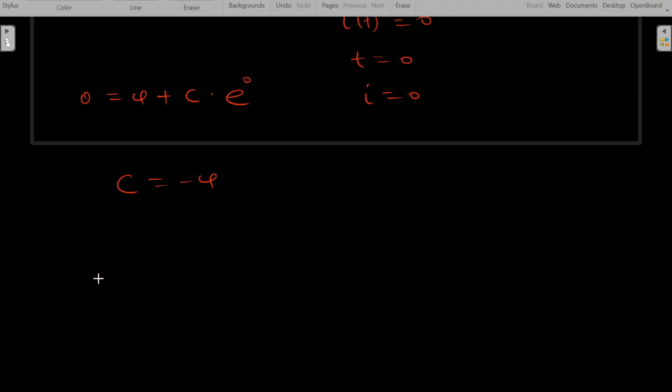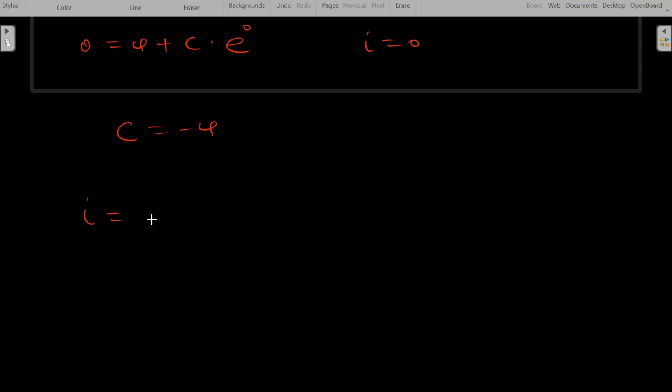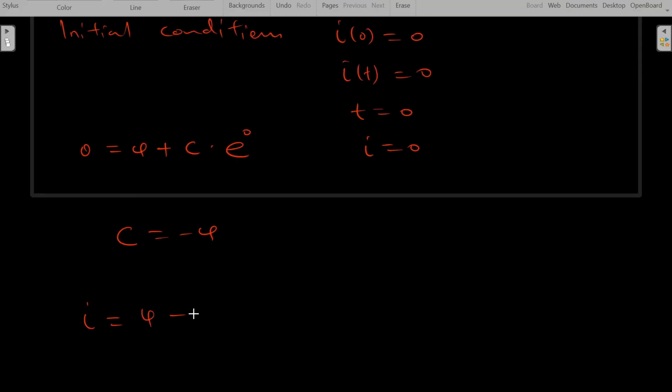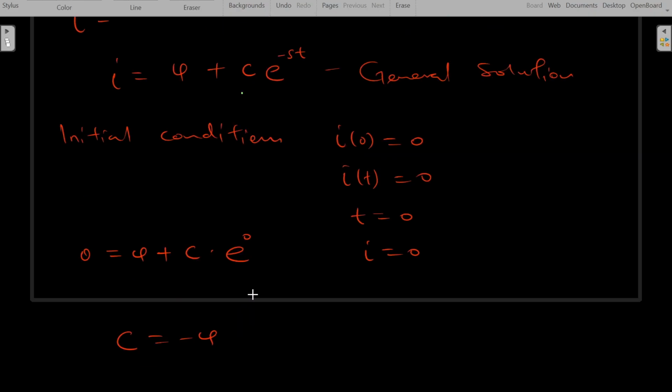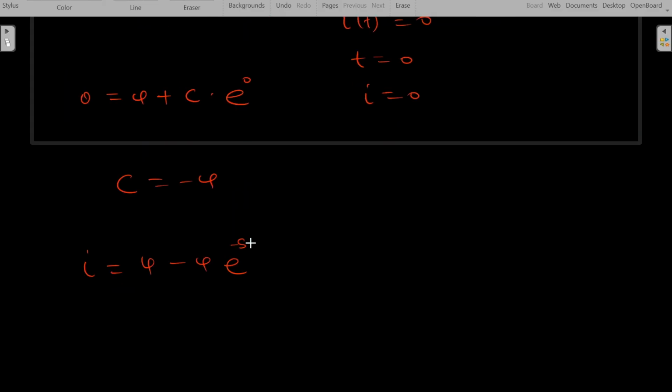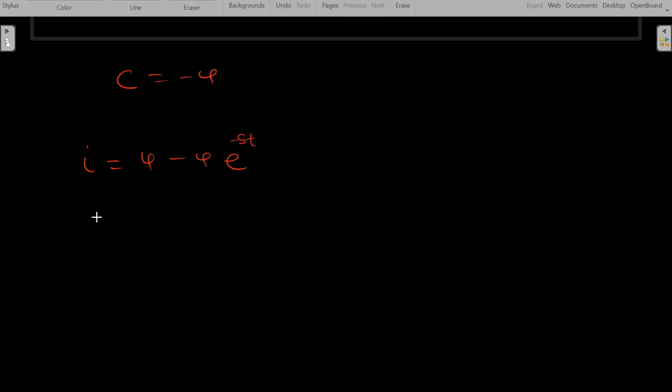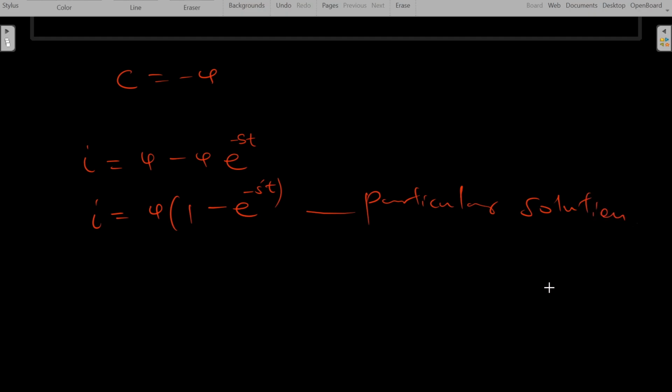So if I take it back, I should get I equals 4 minus 4e raised to negative 5t. So if I take the 4 out, I should get I equal to 4 into 1 minus e raised to negative 5t. So this is our particular solution. Okay, so I want to make work easy and simple.